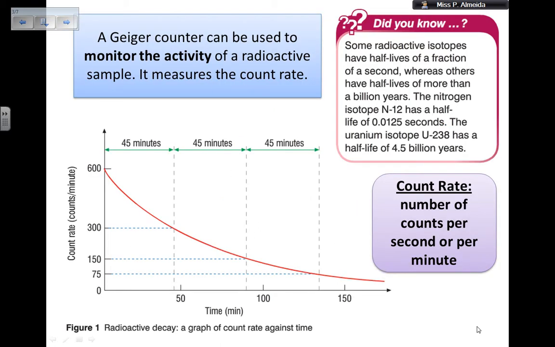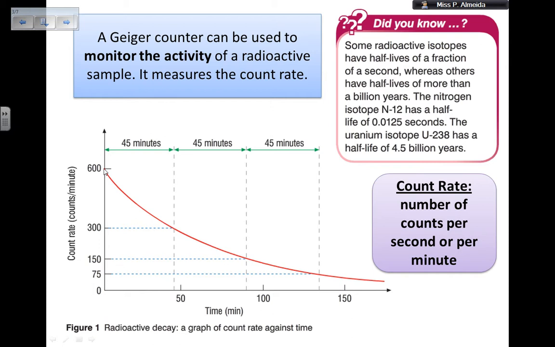So you use a Geiger counter to monitor the activity of a radioactive sample and to measure the count rate. And in this graph, you have the count rates, with counts per minute, over time. And you see that it starts at 600 and it goes down in this nice shaped curve to less than 75. Now, this graph has kind of a pattern. If you look at the graph carefully, you're going to see that every 45 minutes, something interesting is going to happen. The count rate is going to decrease by half.